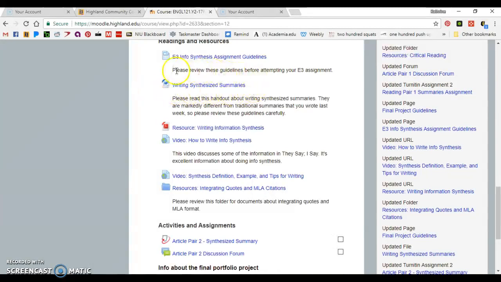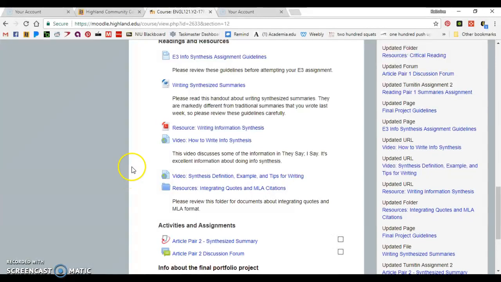Please make sure you look at this Writing Synthesized Summaries. This has some guidelines and a sample. So make sure you look at that. Make sure you do that very carefully. In fact, your article pair summary this week is a synthesized summary so that you can get a little bit of feedback on that before you do it in your essay.